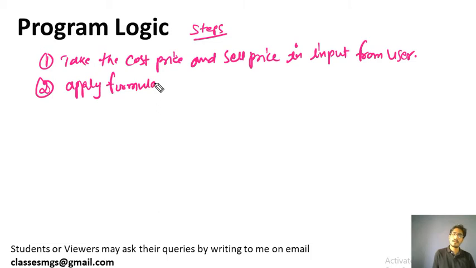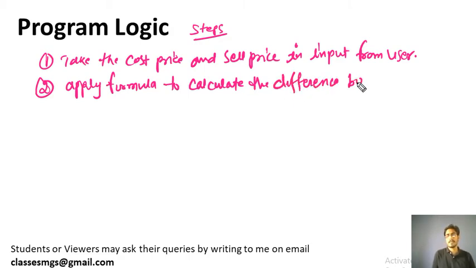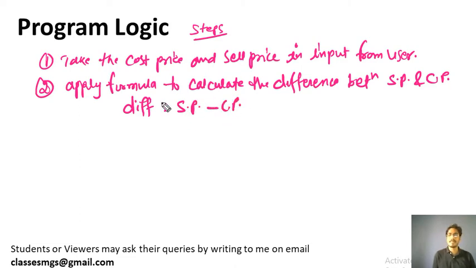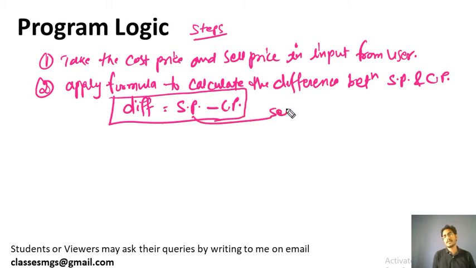Then apply the formula to calculate the difference between selling price and cost price. Let's suppose the difference is equal to SP minus CP, where SP is selling price and CP is cost price.